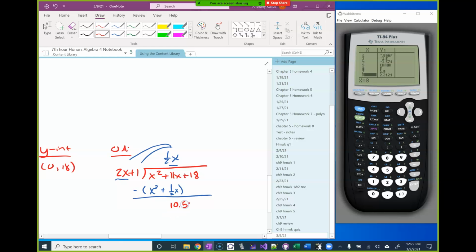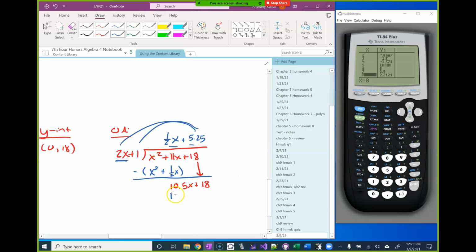Amanda, you still doing okay? Okay. Then I'm going to ask myself, what times 2x gives me 10.5x? Would be like 5 1/4, right? 5.25 times 2 would give me 10.5. So I'm going to put 5.25 there. And again, multiply it to both pieces. Subtract down. And I'm looking at 12.75.